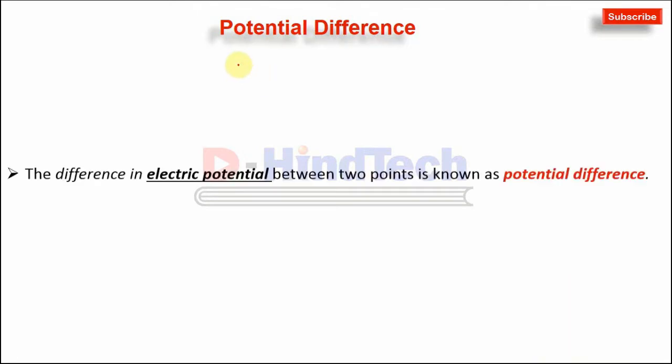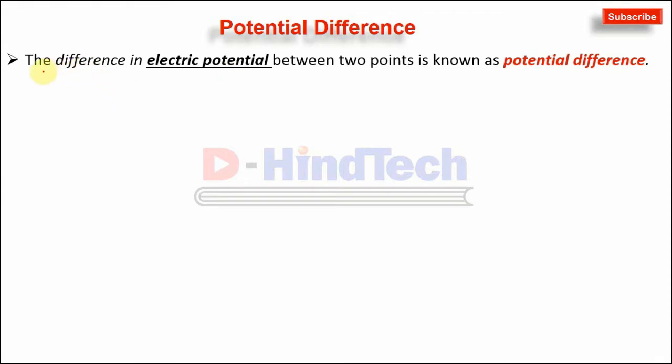So let's begin with the first point here on your screen. The difference in electric potential between two points is known as potential difference. It means that if we are given two different values of electric potential, then we call it potential difference. For understanding purposes, here we are taking the analogy of the flow of water.